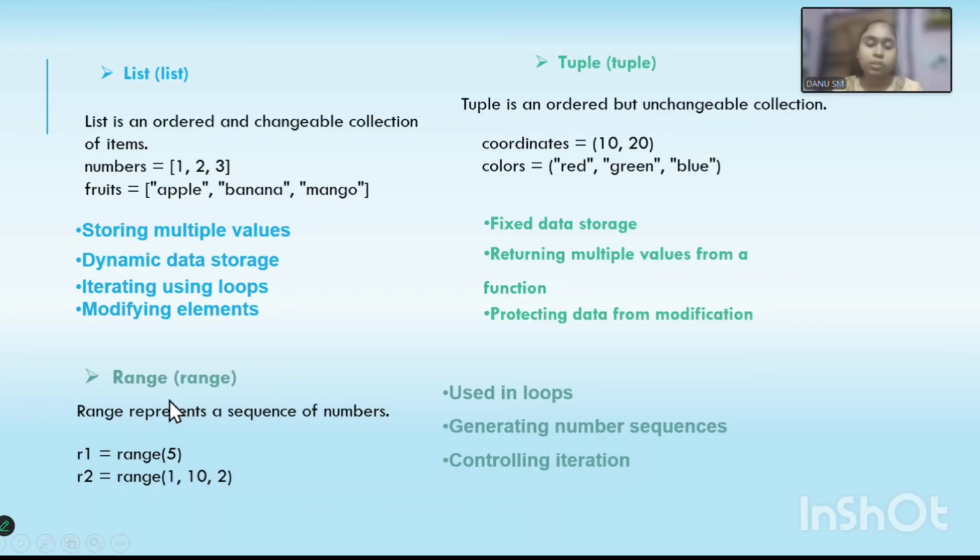Next is the range data type. Range represents a sequence of numbers. Example, r1 equals range 5, r2 equals range of 1, 10, comma 2. This range is used in loops, generating sequences, and controlling iterations. Range means from the starting to the end point. For defining this, we use the range data type.